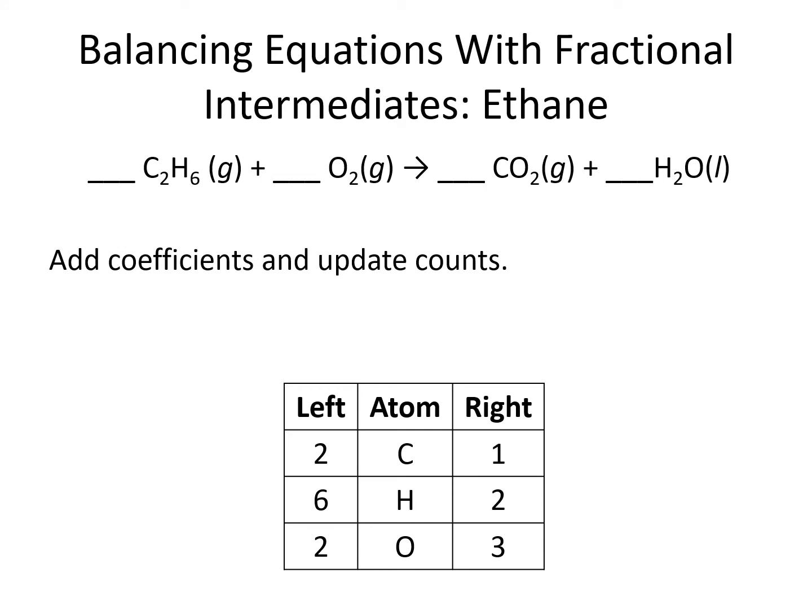We're going to start by putting a number in front of the CO2. Since there are 2 carbons on the left, we put a 2 in front of the CO2 on the right, so now there are 2 carbons on the right. That also changes the number of oxygens, so we have 2 times 2 is 4 from the CO2, plus 1 from the water makes 5.